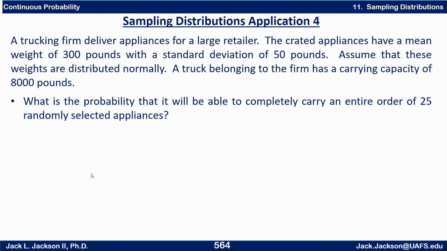All right, let's look at this application here. A trucking firm delivers appliances for a large retailer. The crated appliances have a mean weight of 300 pounds and a standard deviation of 50 pounds. Assume that these weights are distributed normally. A truck belonging to the firm has a carrying capacity of 8,000 pounds. What's the probability that it will be able to carry an entire order of 25 randomly selected appliances? See if you can figure that one out on your own and come back.